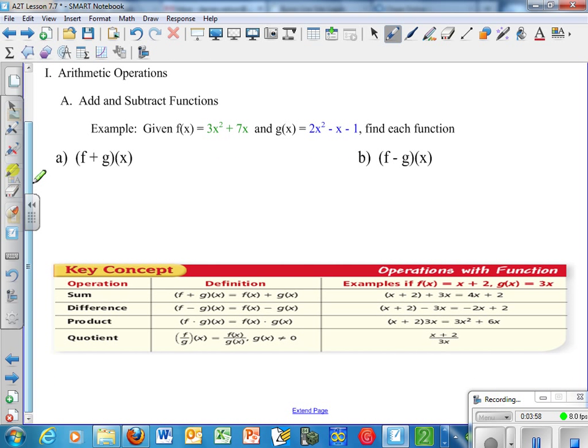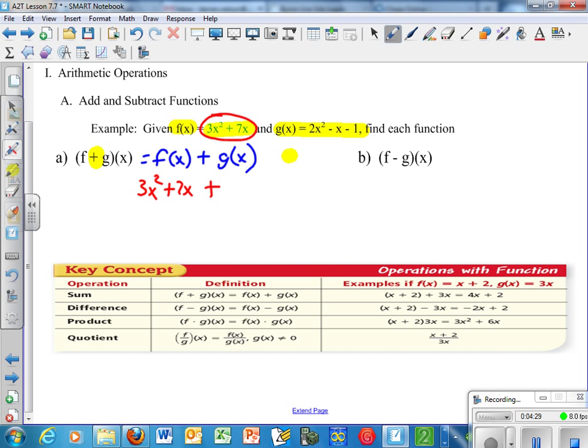So once again, the operations, but let's take a look at a couple different examples. Again, I kind of have that table of the four different operations with the examples we just did. Given f of x is 3x squared plus 7x, g of x is this right here, find each function. This is, we're adding. So I'm going to take f of x and add on g of x. So let's take f of x, which is 3x squared plus 7x, that's this function right here, and we're going to add.